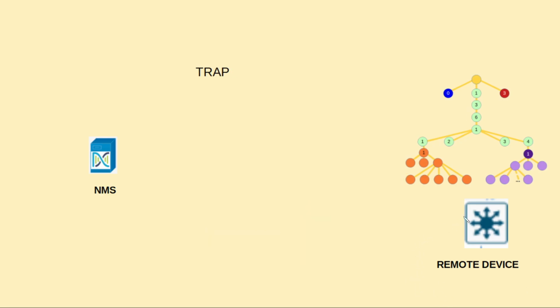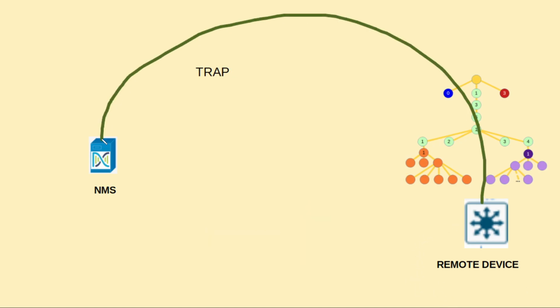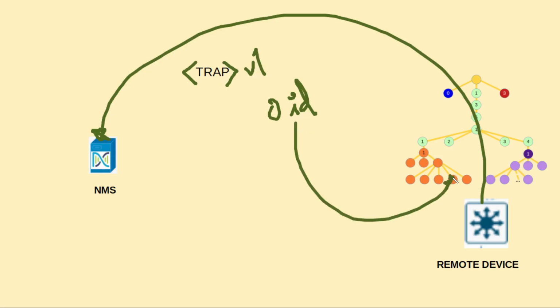One way that remote devices have in order to send alerts to the network management systems is through the trap operation. The trap operation was defined since SNMP version 1. The trap operation will include an object ID that will identify a particular node within the tree that corresponds to the event that actually triggered this alert in the first place.